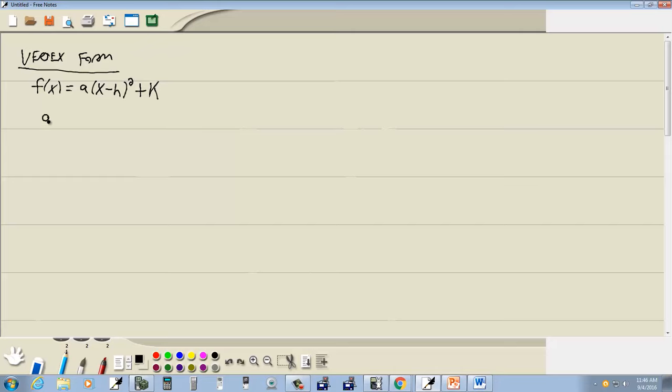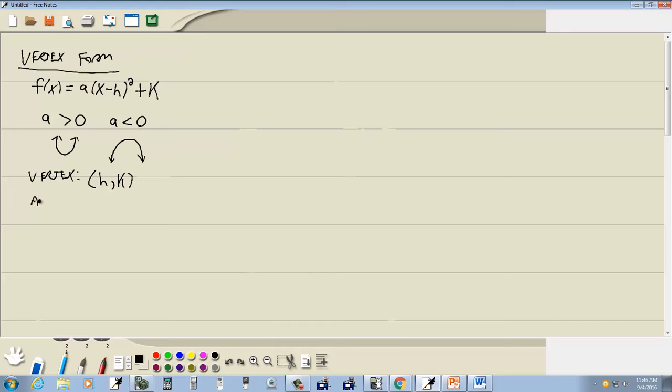Now, if a is greater than 0, if it's positive, that means your graph's going to open up. If a is less than 0, it's negative, that means your graph's going to open down. And if you have it in vertex form, sometimes that's called standard form in books, but this book calls it vertex form, then your vertex is given directly by h, k.